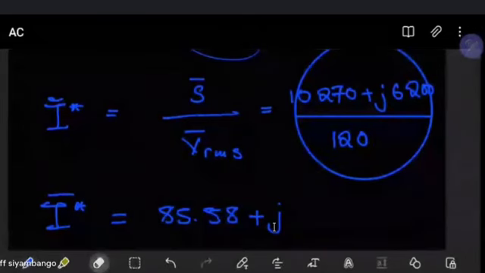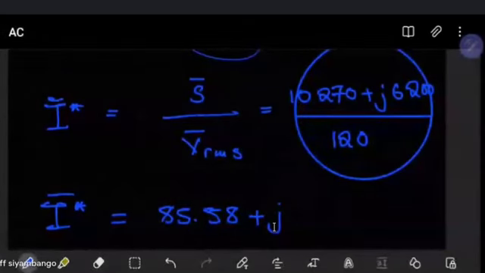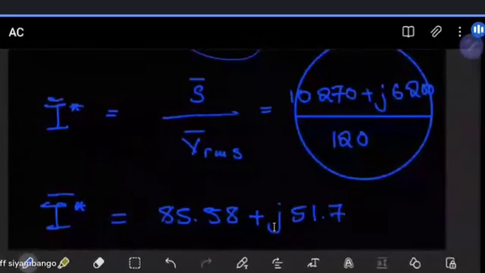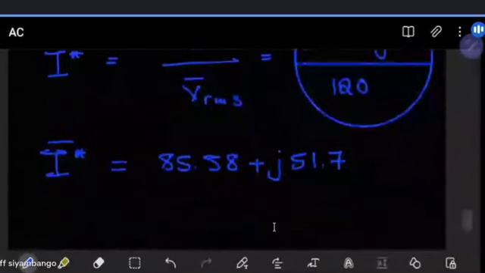If you can't work it out the way it is like this, you might... 51.66. What's that? 51.66. 51. Oh, yeah. 51.66. So 51.7. So this is what we get here. So again, this is in complex form. I want to get a magnitude from here.